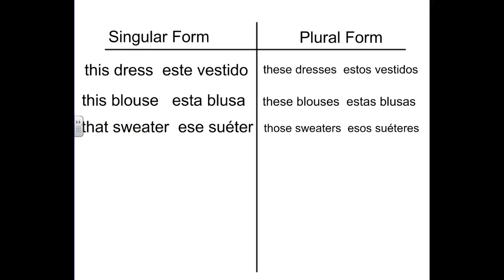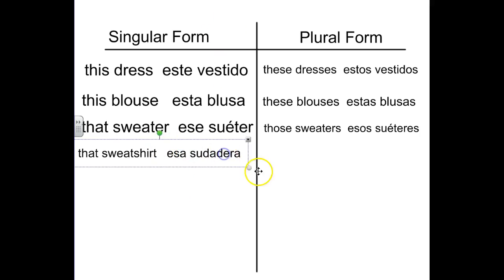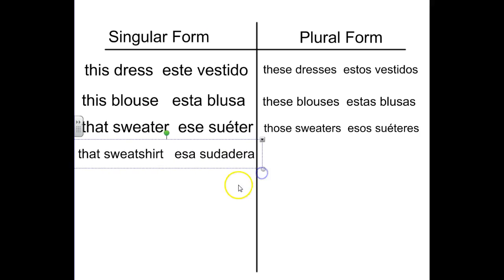¿Qué más? How about a feminine form of this? In English, it doesn't matter. Let's say that sweatshirt. Okay? En Español, esa sudadera. You'll notice we went to a feminine form here. It no longer is ese, it's rather esa, because this word is feminine. So this is the feminine singular form. This is the masculine singular form.